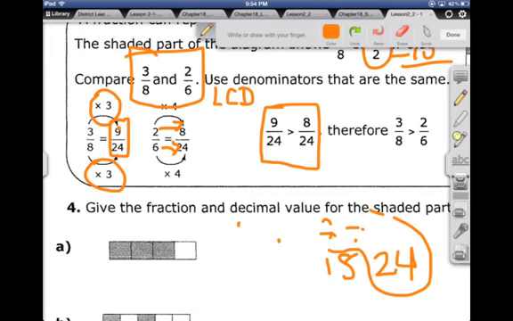So when we compare the fractions like that, since 9 out of 24 came from 3/8, it's the same fraction, just inflated, we know that 9 out of 24 is bigger, and 8 out of 24, which came from 2/6, is smaller. So you can compare fractions, but you better get them to be equivalent. They have to have the common denominator.